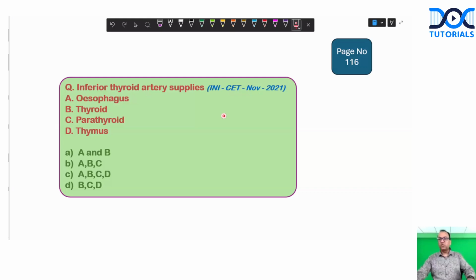So, inferior thyroid artery supplies. And, yes, Akshay, Sudhansh, Deepam, Alisha, Deepak.